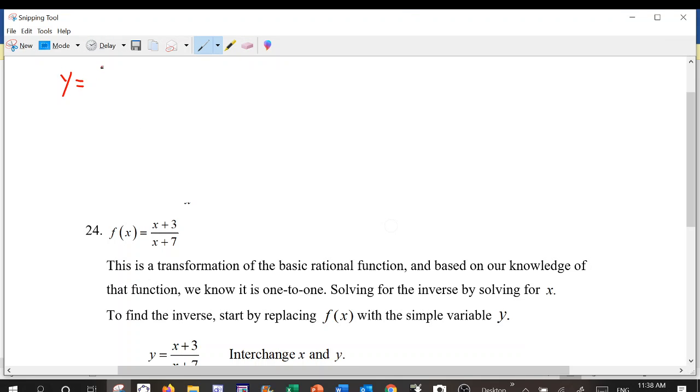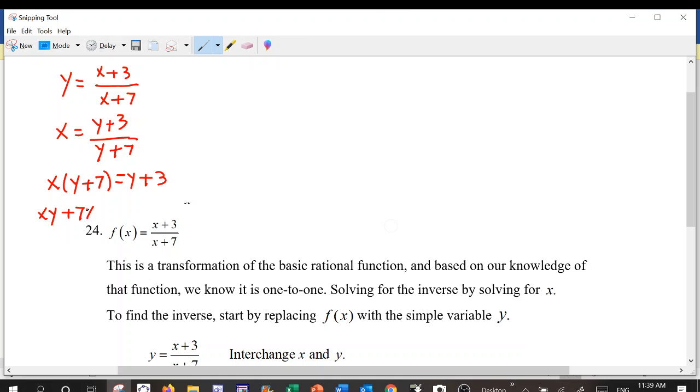So we put y equals x plus 3 over x plus 7. And then switch x and y. Now, obviously, we're going to get y in two places, right? And you just cross multiply or multiply both sides by y plus 7. So x times y plus 7 equals y plus 3. So xy plus 7x equals y plus 3.